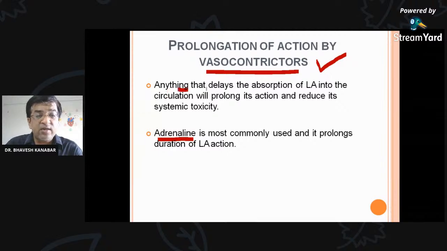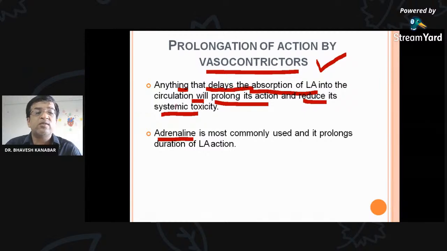So anything that delays the absorption of the local anesthetic into circulation will prolong its action and reduce its systemic toxicity. Again, I repeat: the vasoconstrictor delays the absorption of local anesthetic into circulation. Because of vasoconstriction, local anesthetic absorption will be decreased, so the local anesthetic agent will work for a longer duration over that part. I think you are understanding.